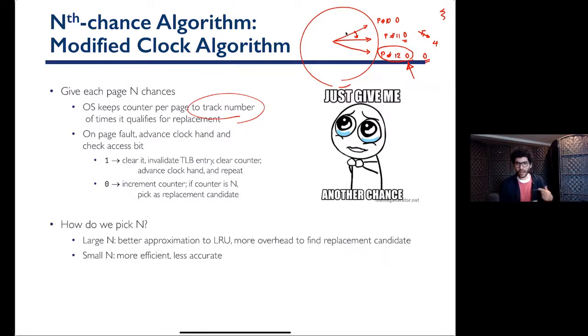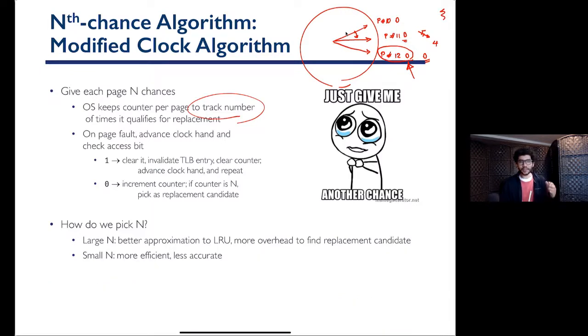Now, we have to be careful how we pick the number of chances that we're giving. If you pick a large number, so if you give pages a large number of chances, then there is a possibility that the clock hand is going to rotate and rotate and rotate to eventually find a victim. This means that you're introducing delay in finding your victim, and a page fault is already expensive. You're making it more expensive because you're delaying choosing the page that you're going to pick.